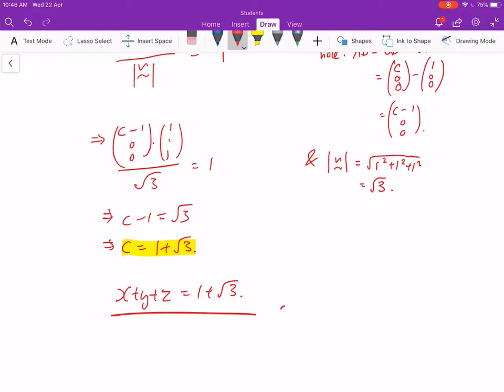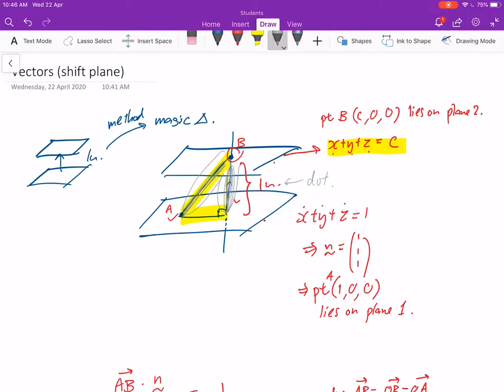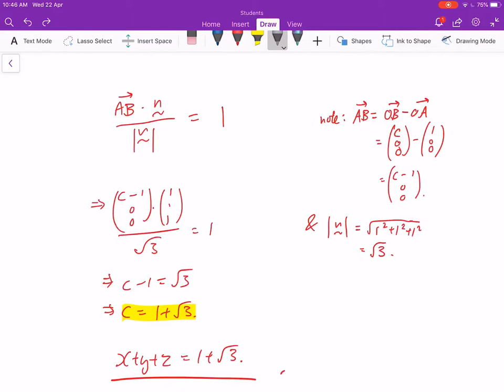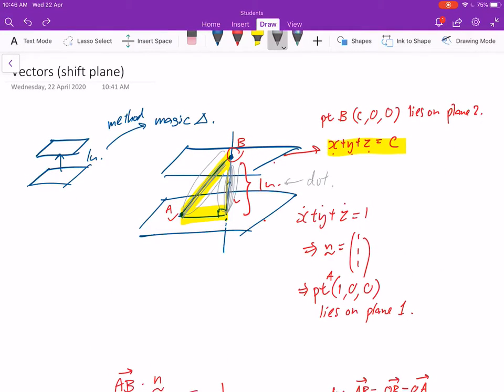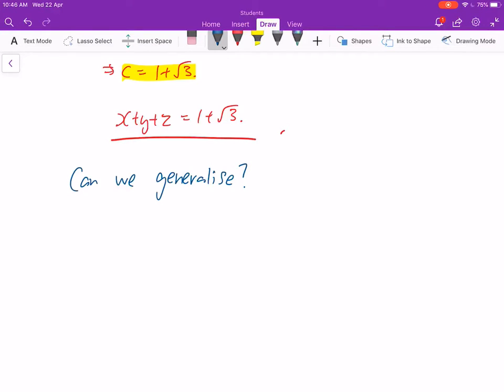Now, well, we would like to ask a bigger question, right? Because not all questions would say that it is a 1 unit shift. What if it were a 5 unit shift? And we can also question, well, what if the normal is different, you know? They may not be so nice to give us this very easy plane here, right? We would like a general form. Can we generalize this? So how do we generalize?